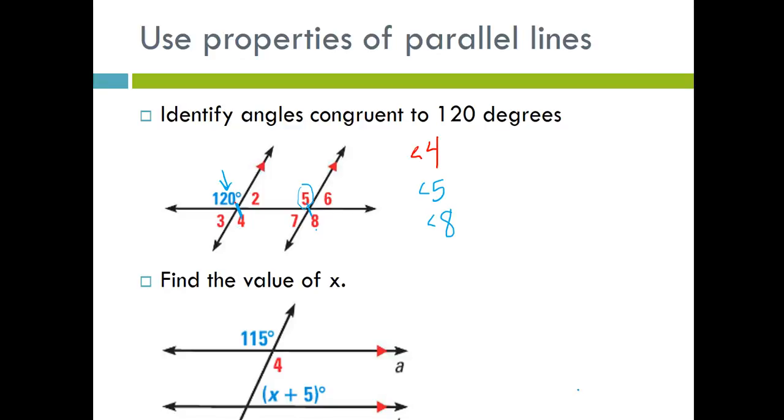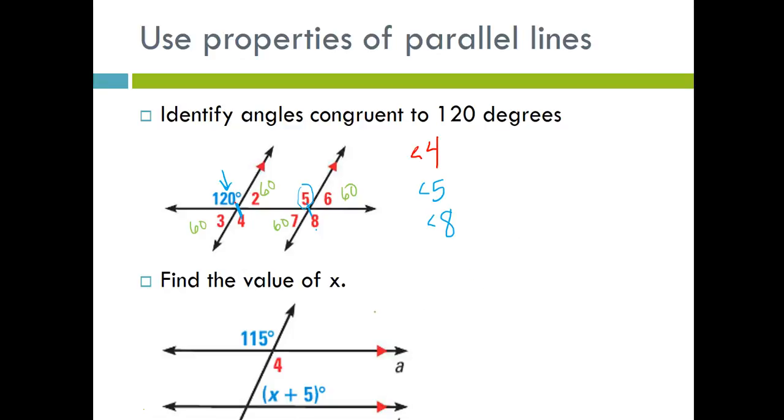Now, if it asks you to find the measure of angles 2, 3, 7, and 6, which are all equal as well, you could do that. Remember, angles right next to each other add up to 180. So 180 minus 120 means that this is 60. Then this would be 60, and these ones would be 60 as well. So all of the angles are either 60 or 120 in this picture. Once you know one angle, you can find the rest.